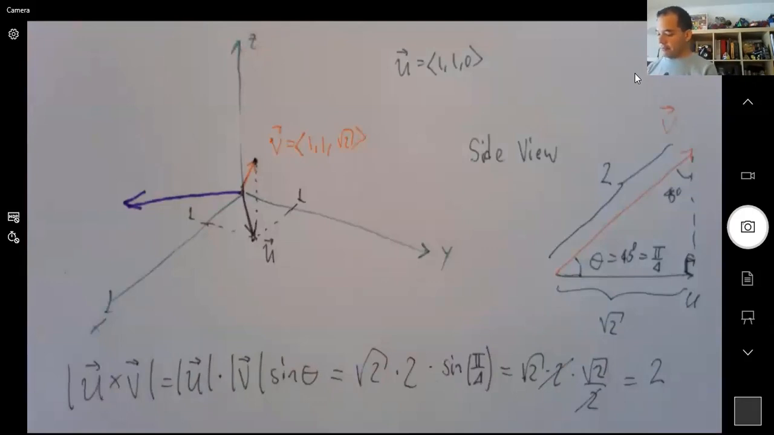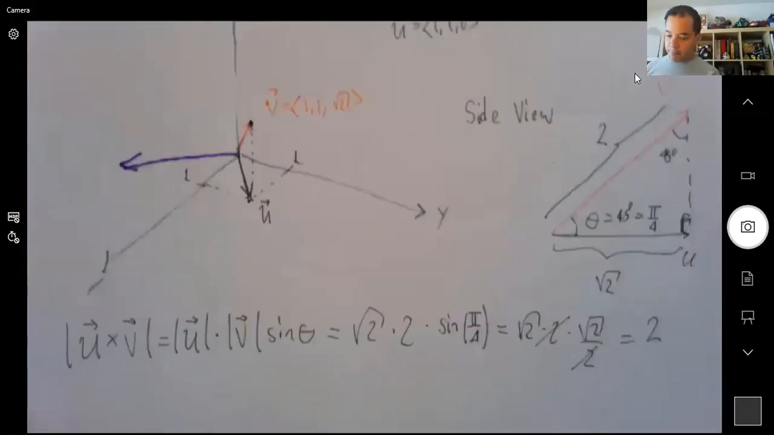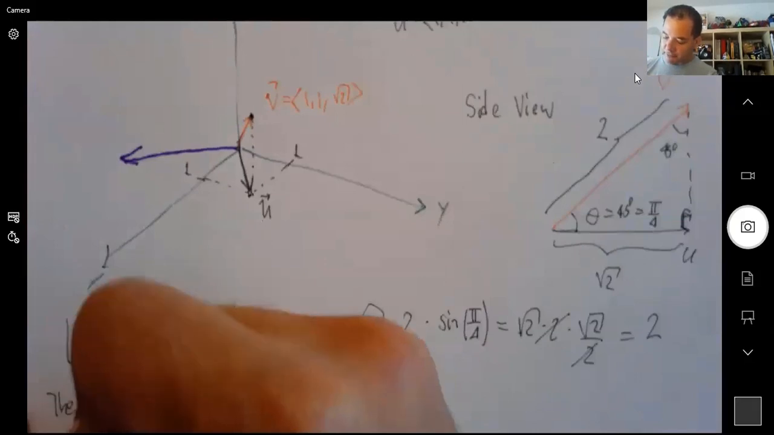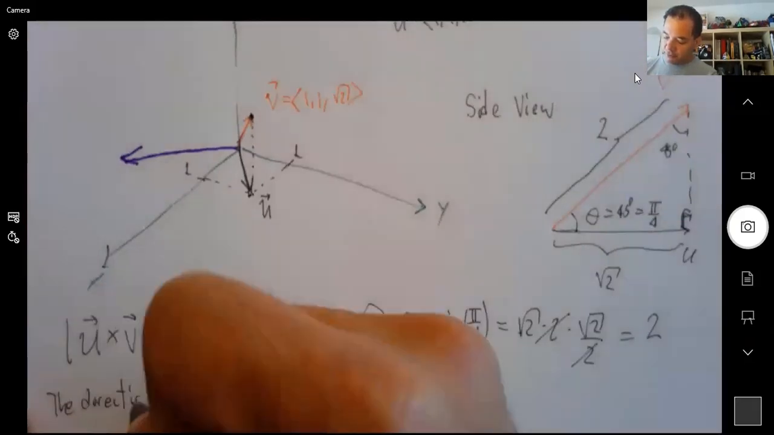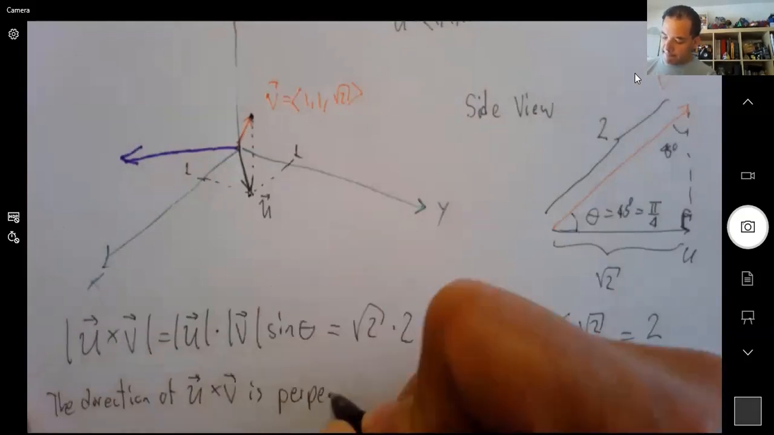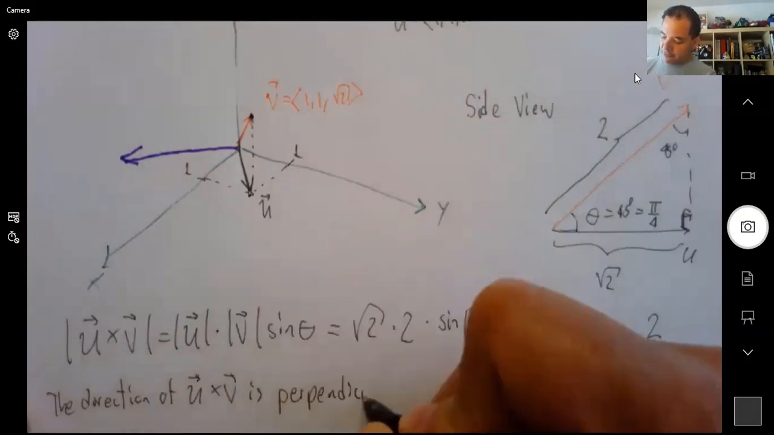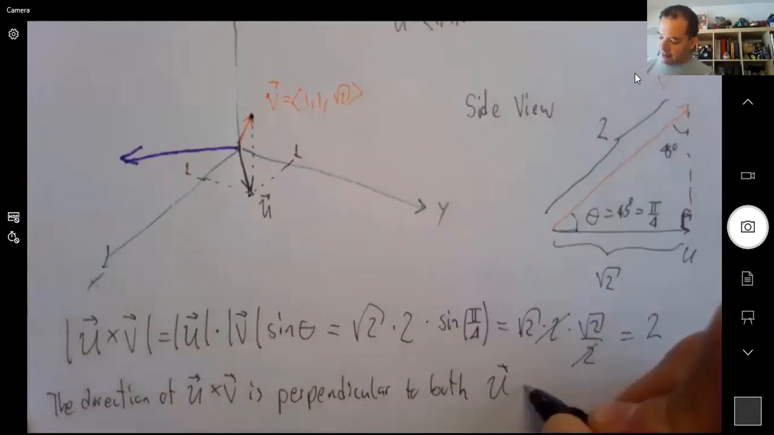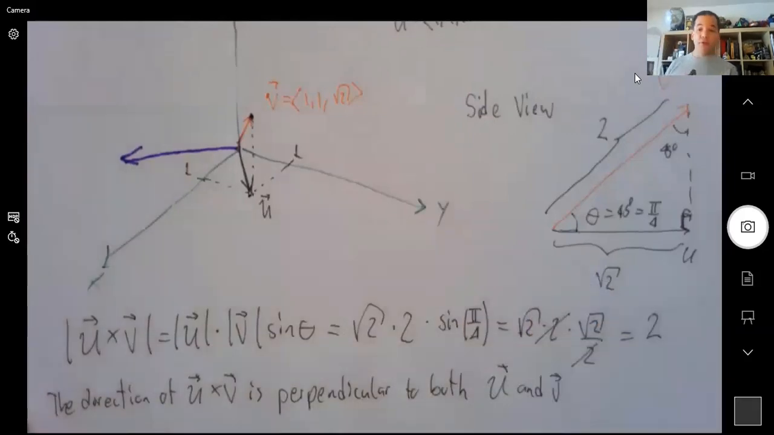So this is its magnitude. And to answer the part about the direction, the direction of u cross v is perpendicular to both u and v. That's always the case, by the way. So if you ever want to find a vector perpendicular to two others, the way you do it, to find one of them at least, is to use the cross product.